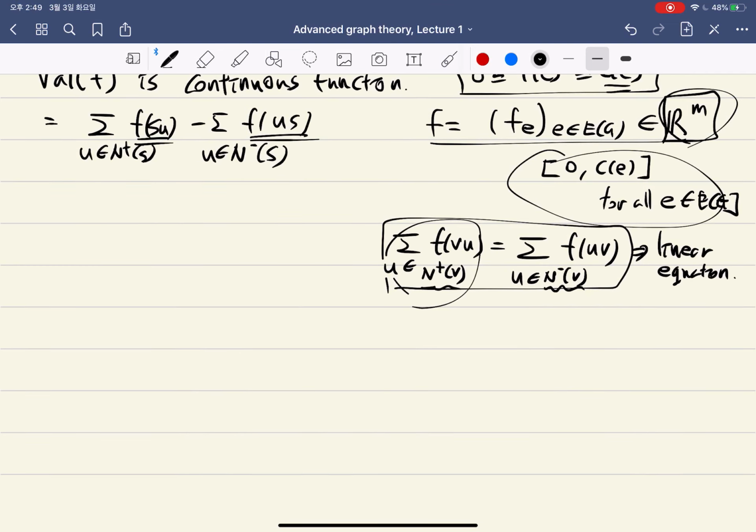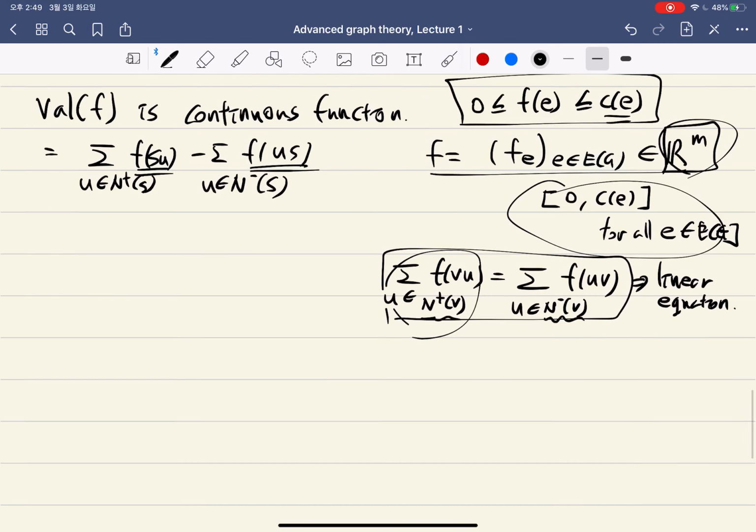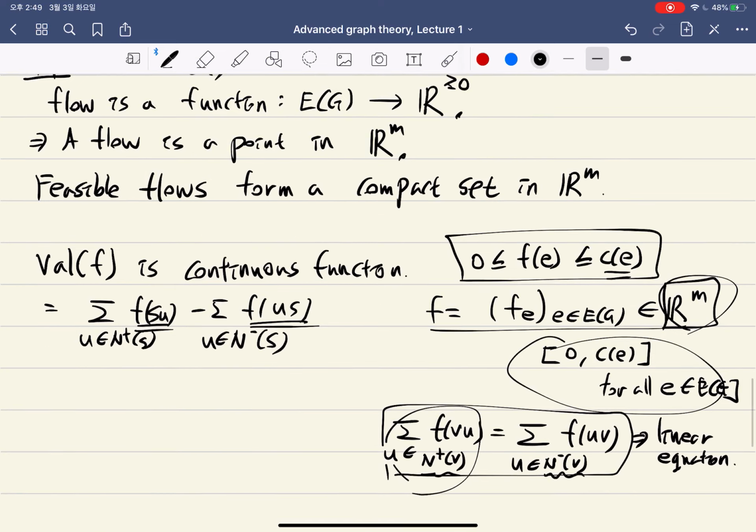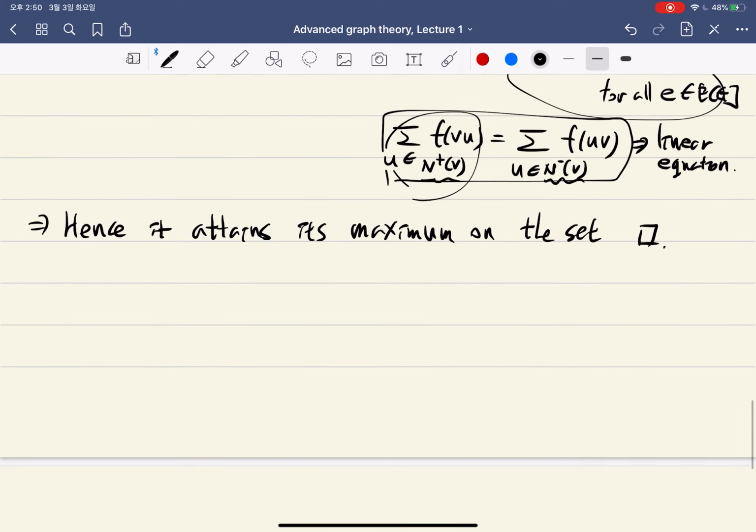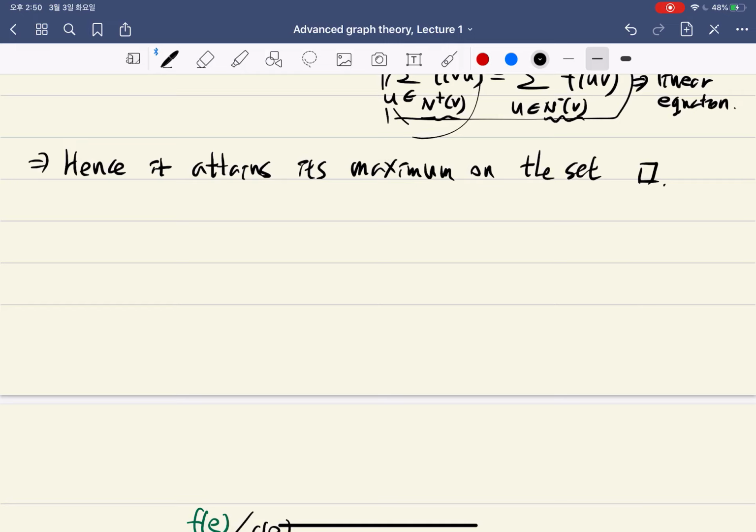And we know that any continuous function on a compact set has a maximum value in there. So hence it attains its maximum on the set. So this shows that there exists a maximum flow.